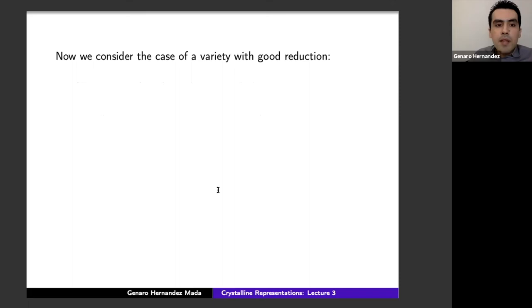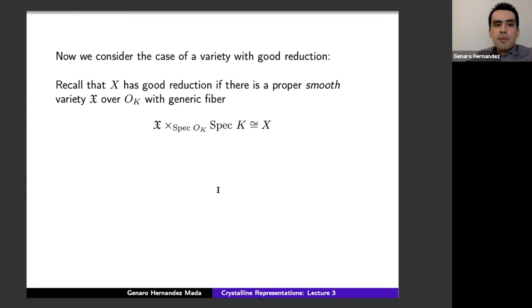Okay, so now we consider the case of a variety with good reduction. What does that mean? That means that there is a proper smooth variety, calligraphic X, over O_K with generic fiber X. O_K is a discrete valuation ring, so it has two fibers, a generic one and a special one. And here is the important hypothesis. We are assuming this one, so let me write the diagram. So we have this model over O_K.